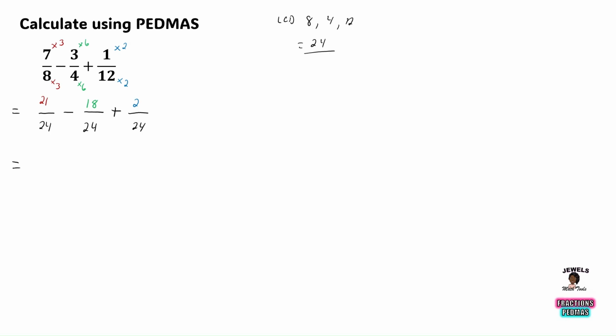So we have 21 minus 18 will equal 3/24. And then we're going to add 3/24 to 2/24, which will equal 5/24. Okay, so there you have it. We just calculated our fractions with two different types of operations using our order of operation steps.